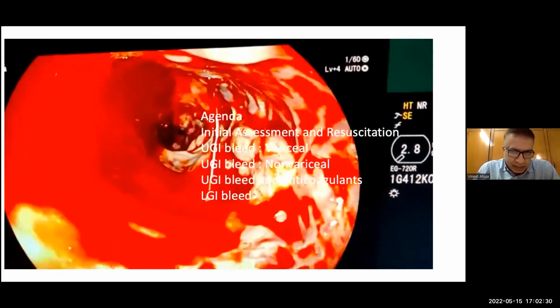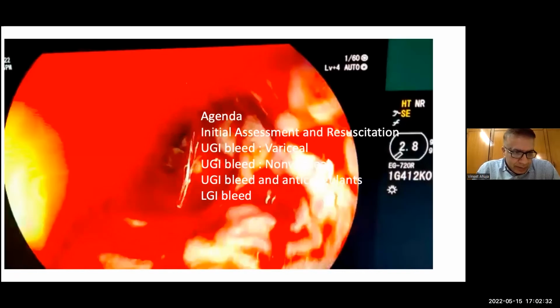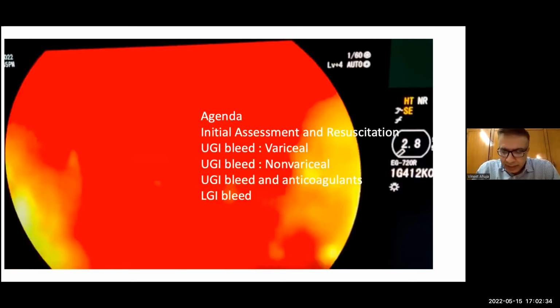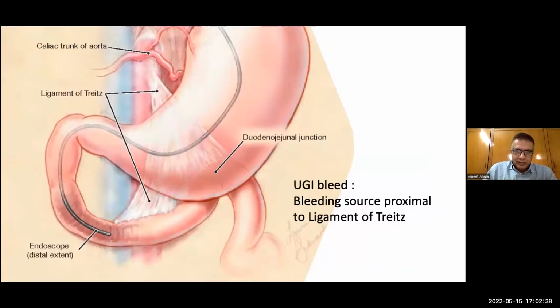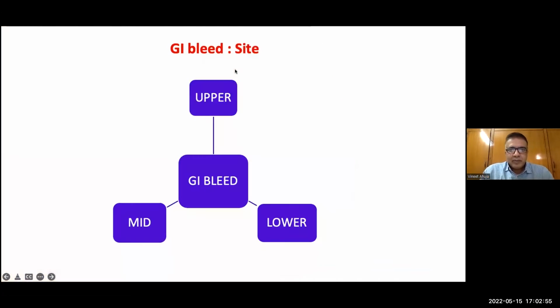But GI bleed, as this video shows, can be extremely challenging. It is something which can test the nerve of the person who is managing this kind of case. Upper GI bleed, classically, location-wise, is bleeding with the source proximal to the ligament of Treitz. For example, the endoscope goes up to D2, D3, and bleeding proximal to the ligament of Treitz is considered as upper GI bleed.